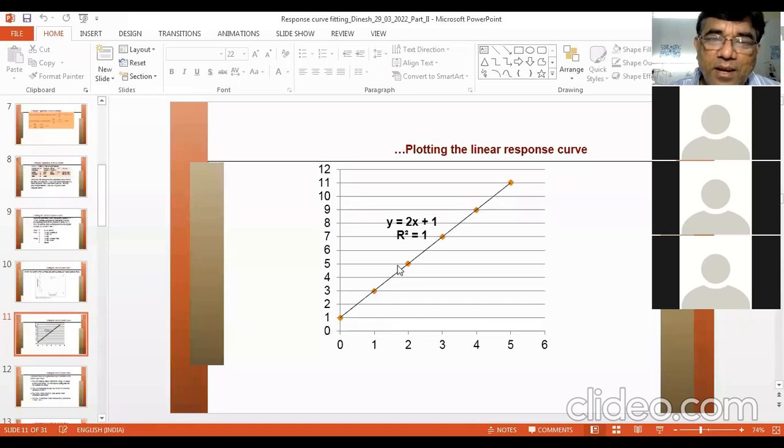Your line is passing through all the data points. This is a perfect linear relationship. Here your R square is 1. You will know later in the subsequent lectures what is meant by R square being 1.